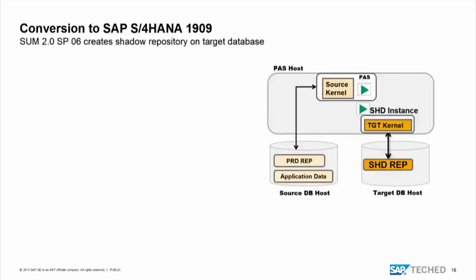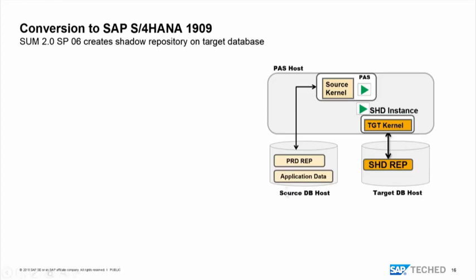I would like to emphasize one aspect that is specifically for targeting 1909, and this is related to my tool, the Software Update Manager. The title is: SUM 2.0 SP6 creates the shadow repository on the target database. Let's have a short look at this architecture picture.